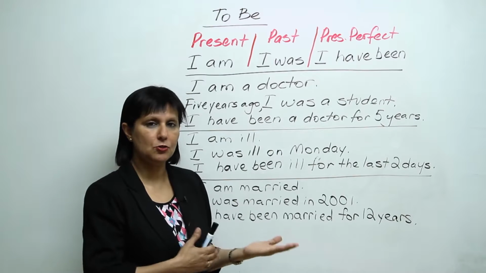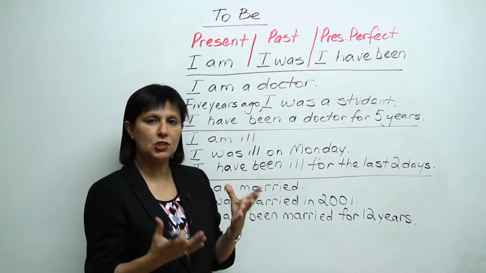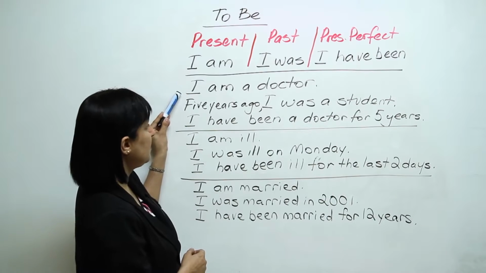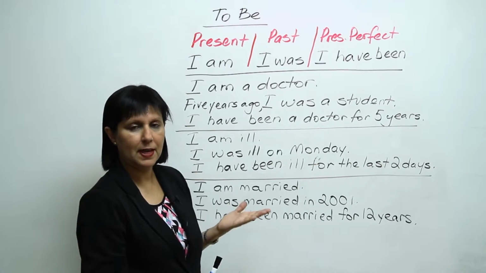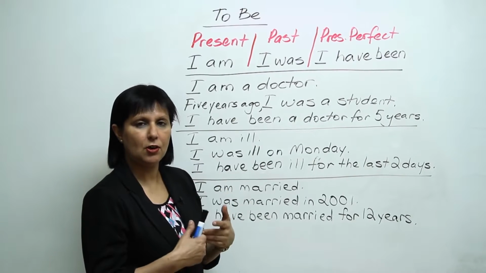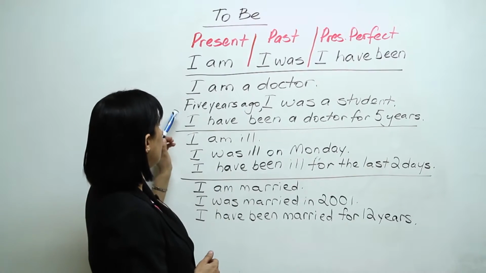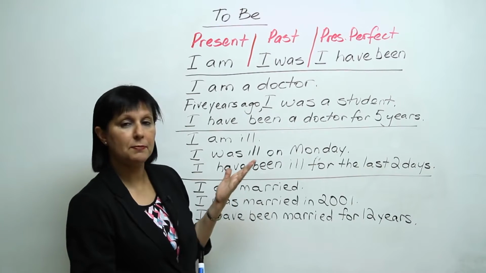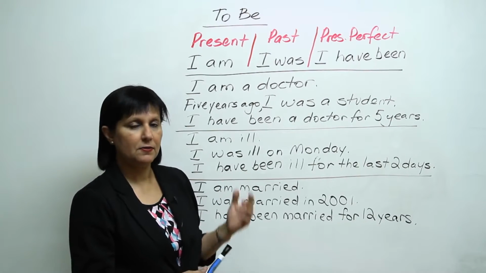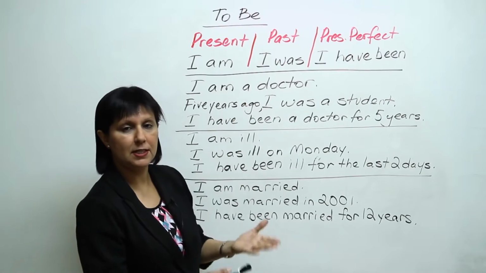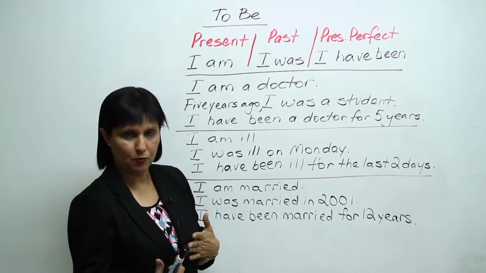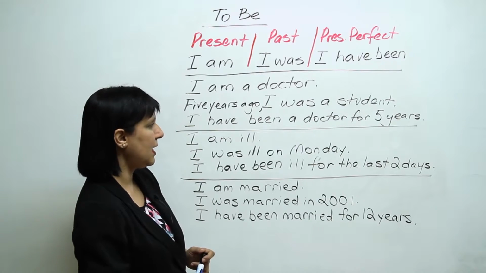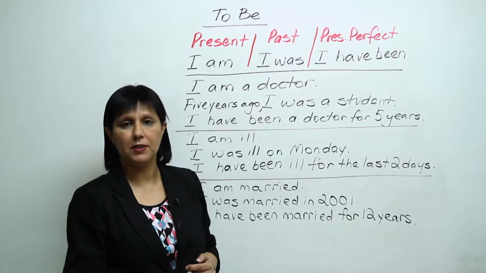Let's see how we can use this in different examples and how it changes the meaning of what we're trying to communicate. So somebody could say, I am a doctor. That means he or she is a doctor now. 5 years ago, I was a student, or I was a medical student. Okay? So 5 years ago, clearly in the past, it's finished, it's over. So that's past. And the third one, I have been a doctor for 5 years.